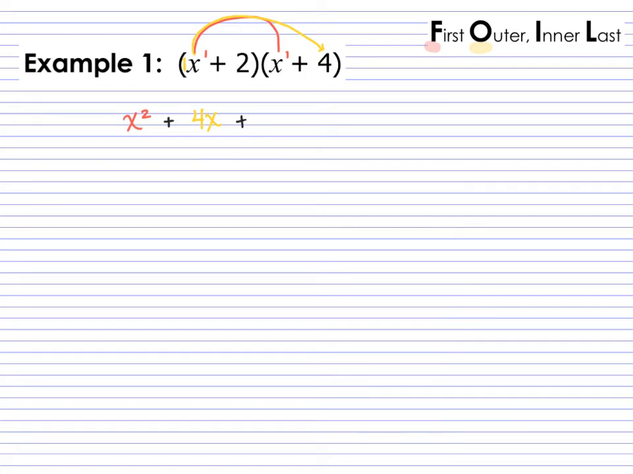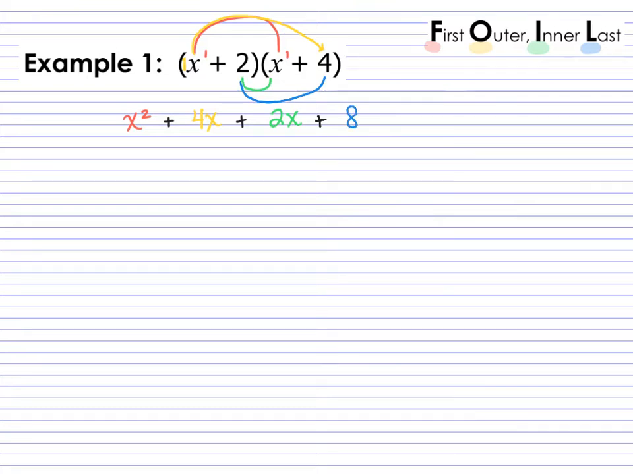Now we're going to move on to the I in FOIL. That's for inner, which means we're going to take the two terms that are closest to each other in the middle of this set of binomials, which is the 2 and the x. When I multiply 2 times x, I get 2x. And then I'm going to move on to L, which is last. So the last two terms in the binomials, which is the 2 times the 4. Those are the two last terms. So this is going to be plus 2 times 4, which gives us 8.